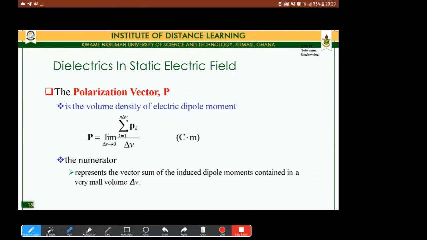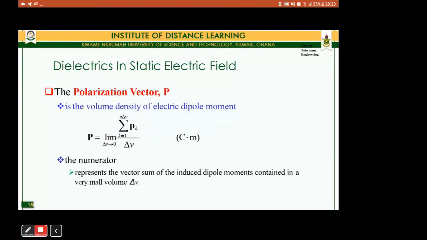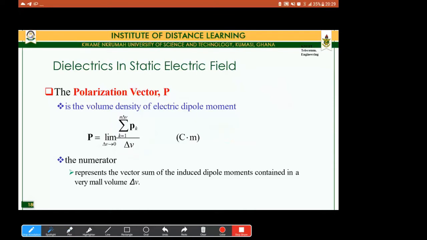Before we look at that, let's talk about a certain vector called the polarization vector P. P is simply equal to the volume density of the dipole moment. So P here is the dipole moment divided by the volume, just like we have rho V, the volume charge density, given by Q divided by the volume. So the same thing, you have the polarization vector, which is given by the sum of the dipole moments divided by the volume in which they are found. Now the numerator represents the sum of the induced dipole moments contained in a very small volume, dV.